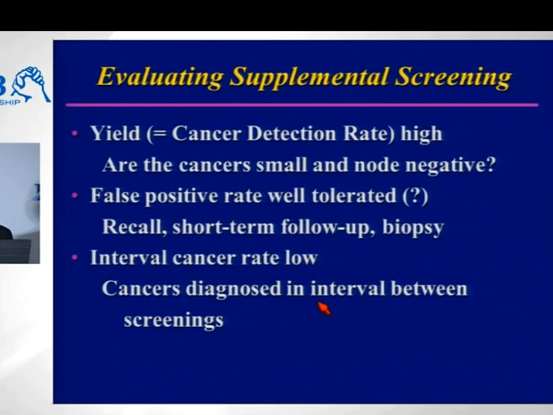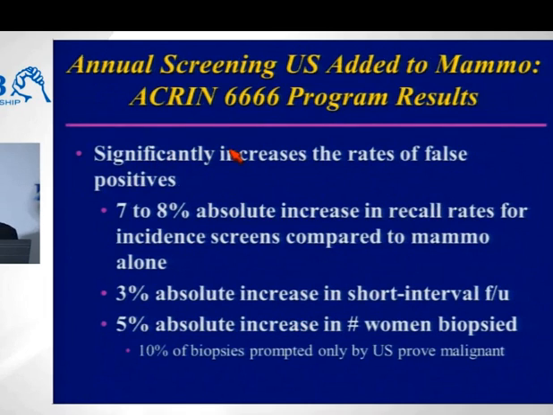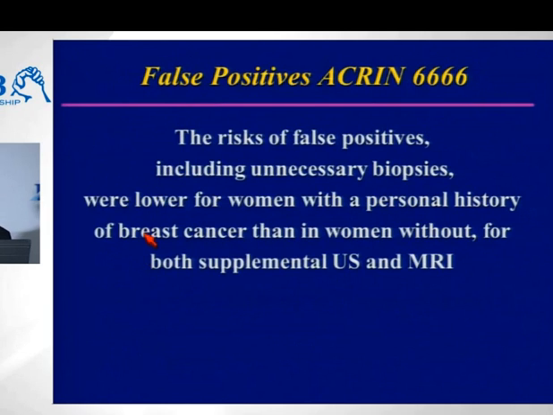We also have to look at whether finding these cancers actually decreases the interval cancer rate down the line. So with the ACRIN trial, it significantly increased the rates of false positive, 7 to 8% absolute increase in recall rates for incident screens, 3% absolute increase in short interval follow-up, and 5% absolute increase in the number of women biopsied. And for the lesions that were biopsied only because they were seen on ultrasound, only 10% of them turned out to be cancer, and we're used to working in the 30% range for mammography.